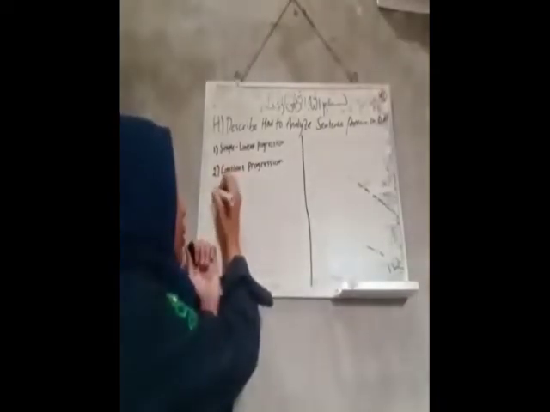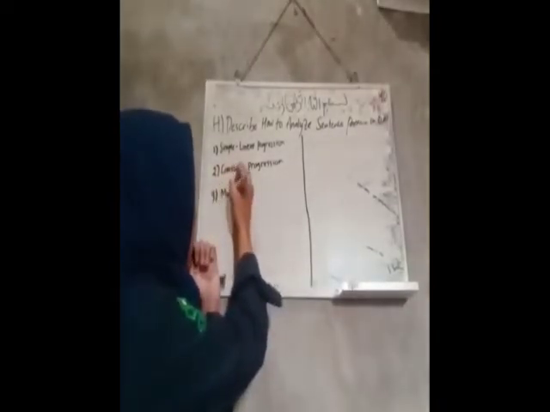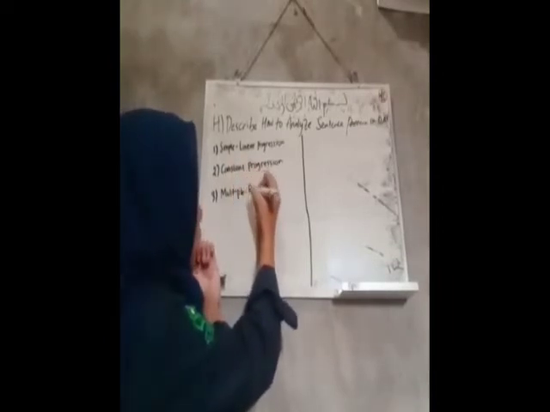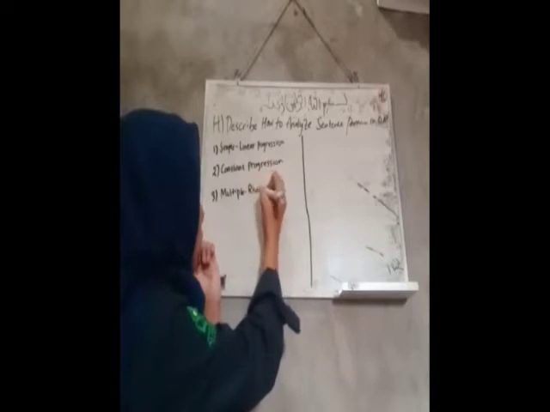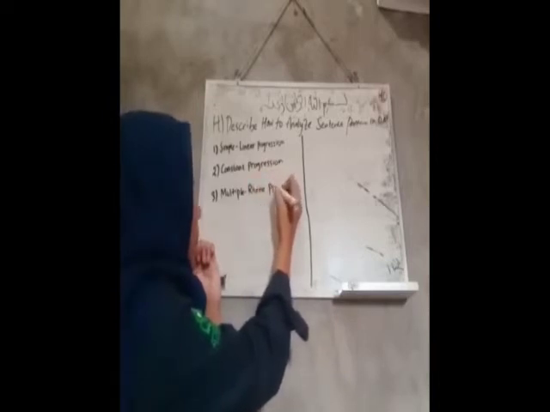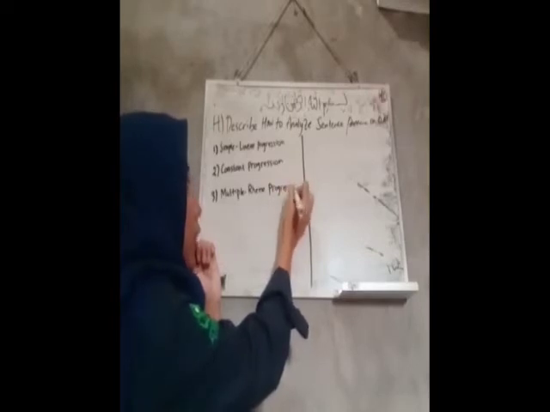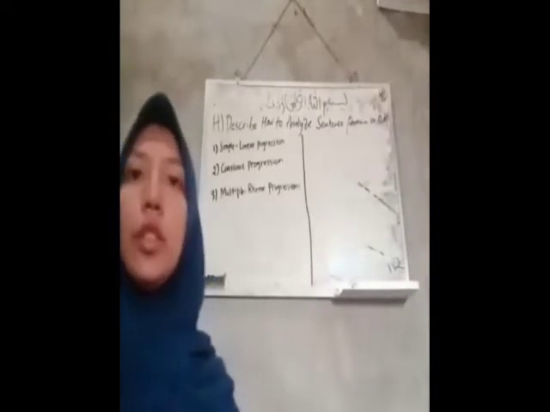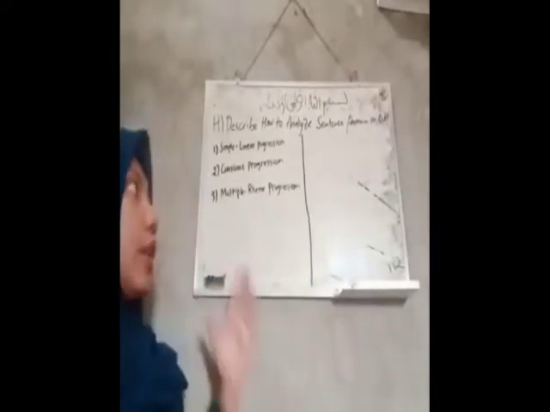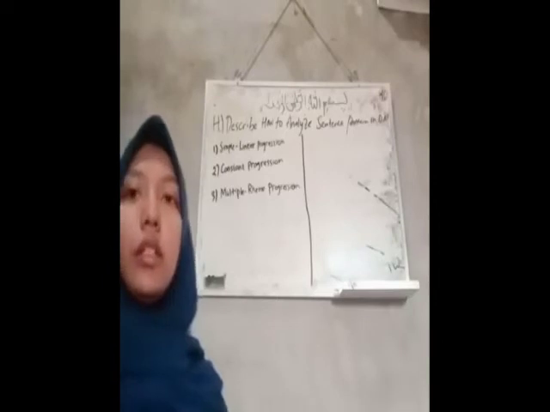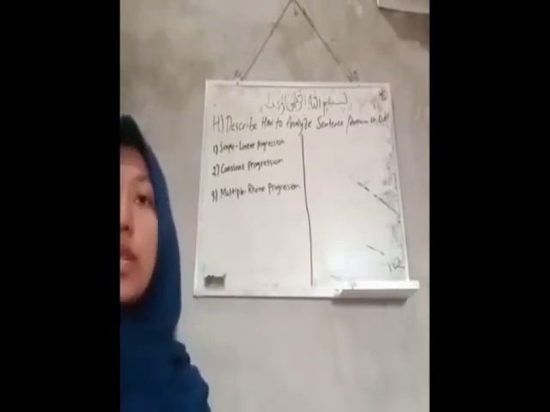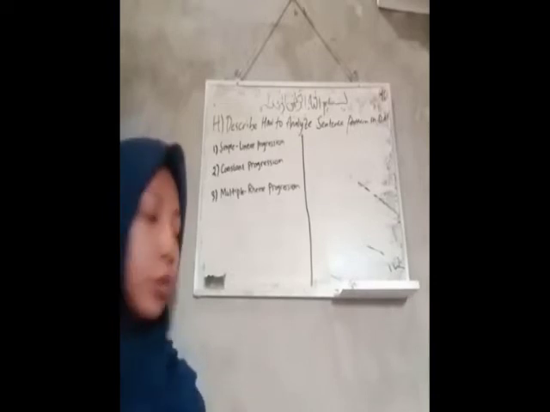Next is called multiple rheme progression. So in multiple rheme progressions, the first sentence also consists of a theme and is later explained by a rheme, where a rheme usually consists of several components, usually two or three components. That's why it's called multiple.